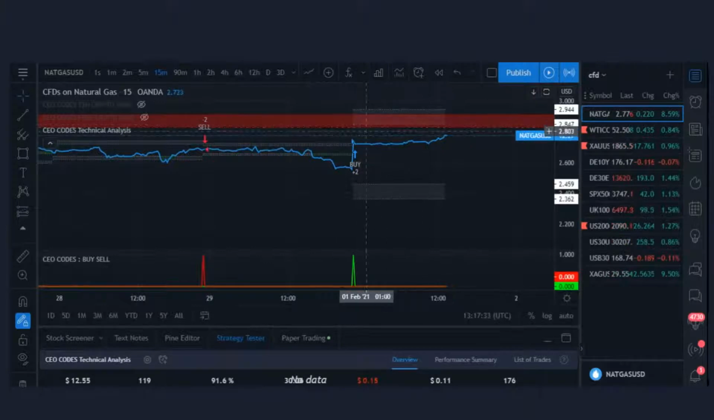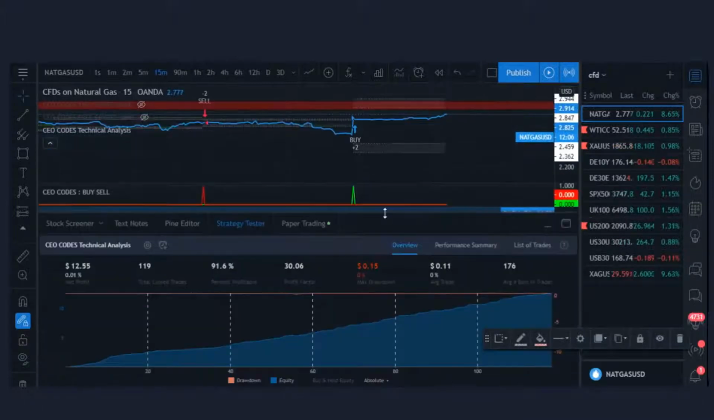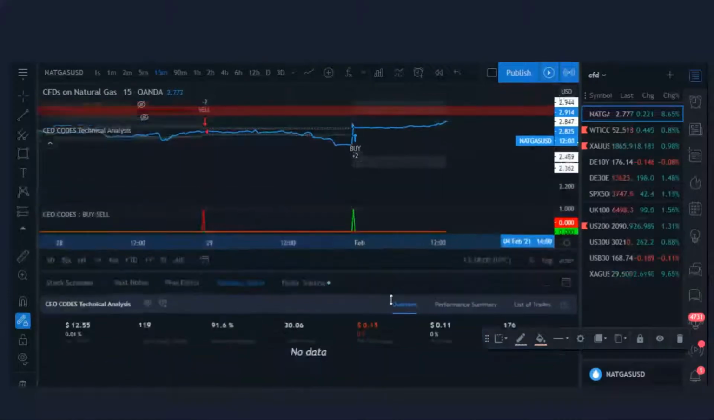If you have a look at the resistance, you will see it is matching the line which we put for the 4 hour. The red line here is matching the support and resistance which we already have on the indicator. So I think that's really good. Let's see the profit percentage here. I think that's really, really nice.